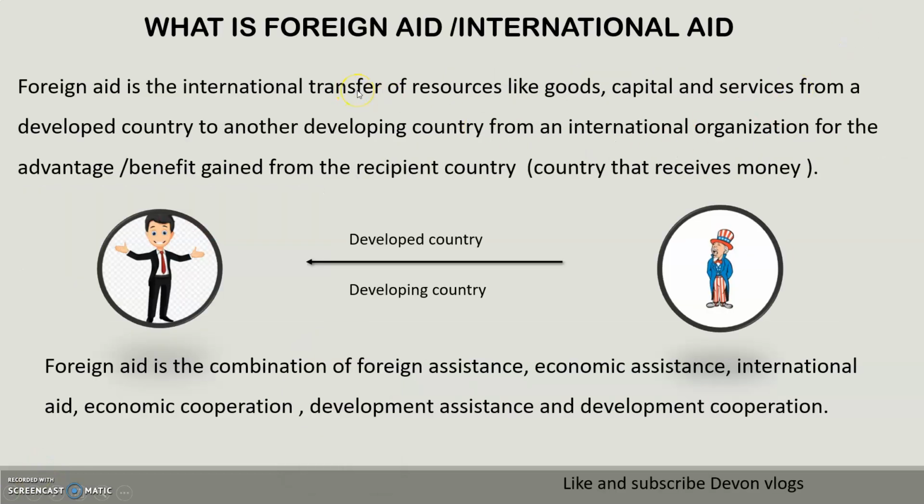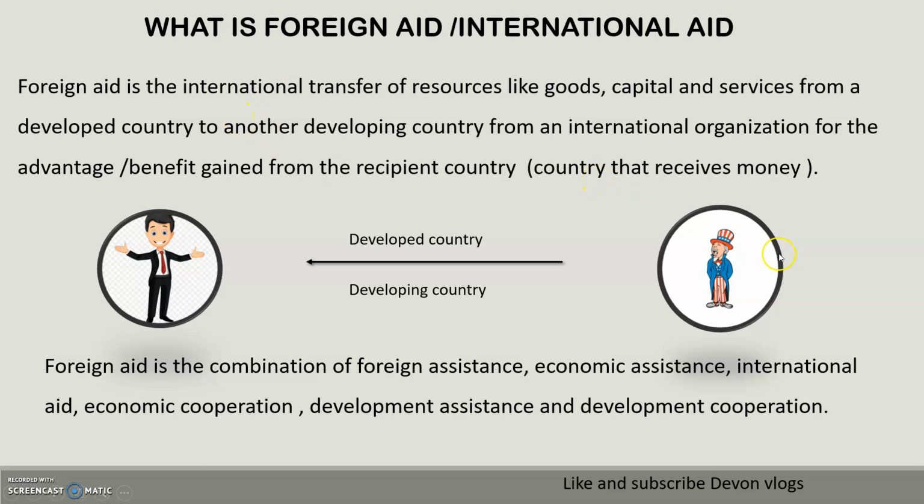What is foreign aid or international aid? Foreign aid can also be known as overseas aid, economic aid, or foreign assistance. Foreign aid is the international transfer of resources like goods, capital, and services from a developed country to another developing country or from an international organization, for the advantage or benefit of the recipient country. The recipient country here means the country that receives money. It is always done for the advantage of the recipient country.